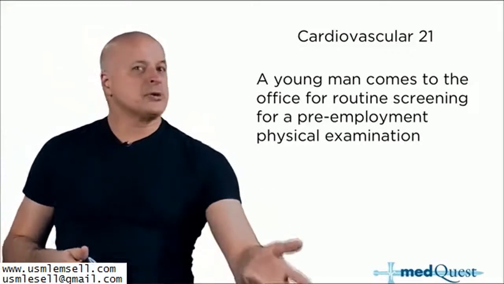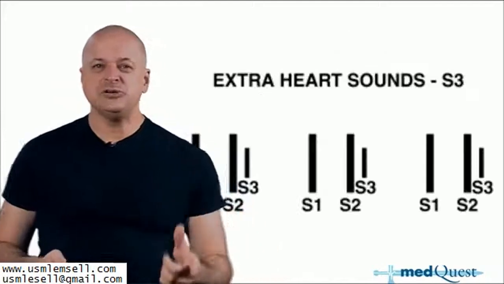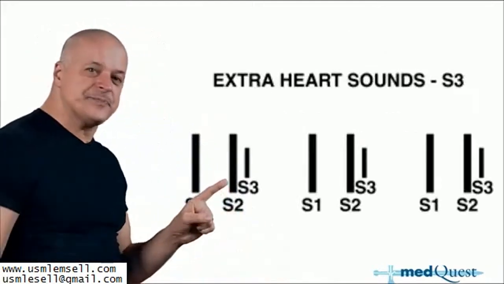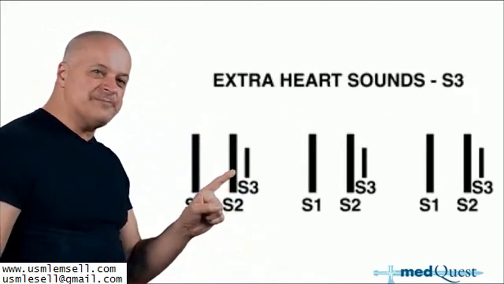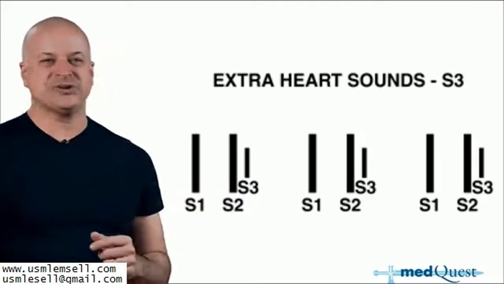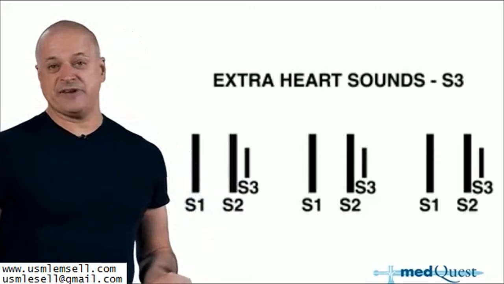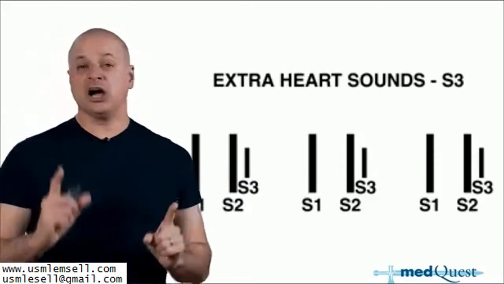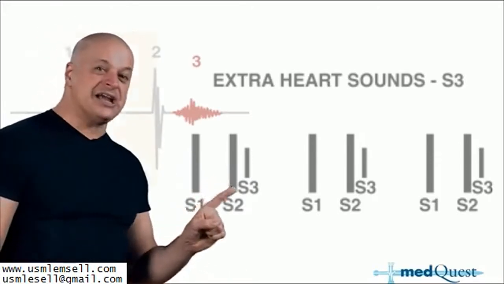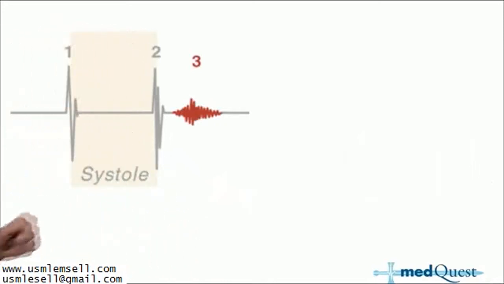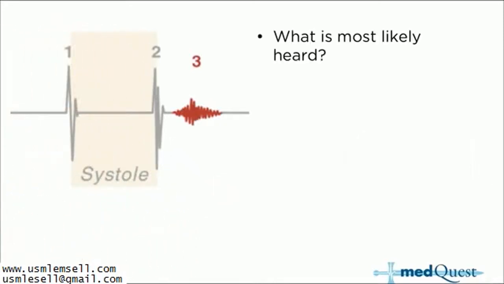And a murmur, not too much, but did you know that you can hear an S3? That was an S3 gallop. An S3 gallop can be a normal anatomic variant in a young, healthy person. It's the sign of rapid ventricular filling. It's an extra heart sound.